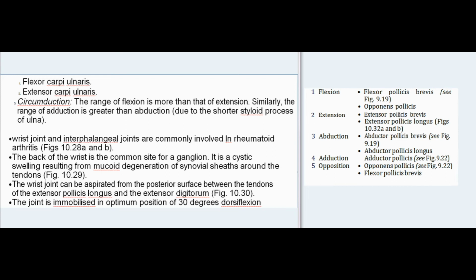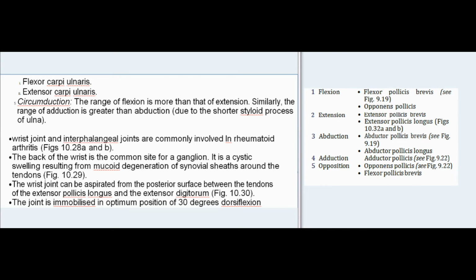5. Circumduction. The range of flexion is more than that of extension. Similarly, the range of adduction is greater than abduction, due to the shorter styloid process of the ulna. The wrist joint and interphalangeal joints are commonly involved in rheumatoid arthritis, Figs 10.28a and b.